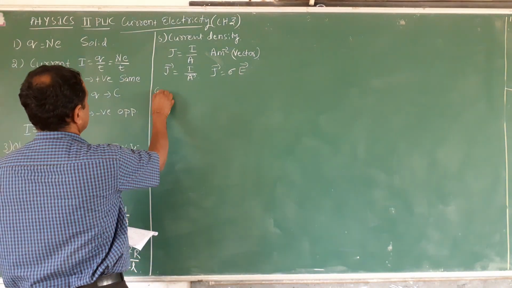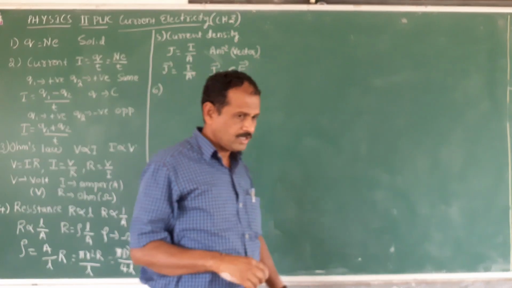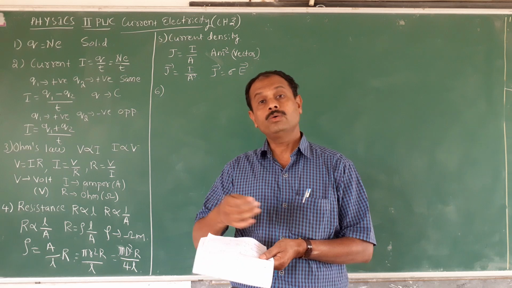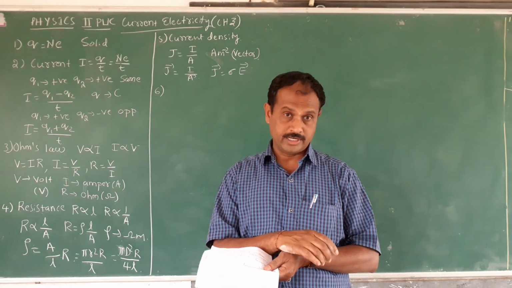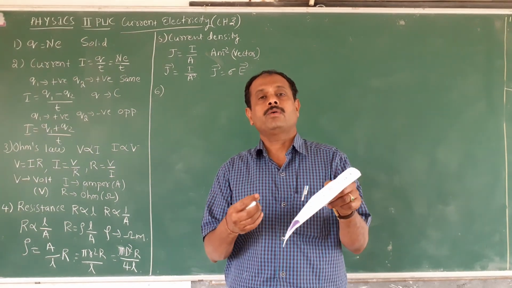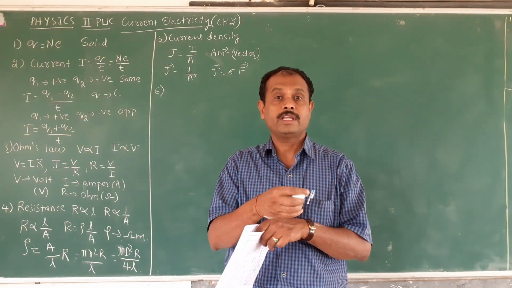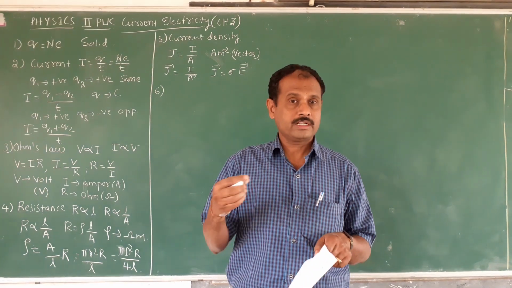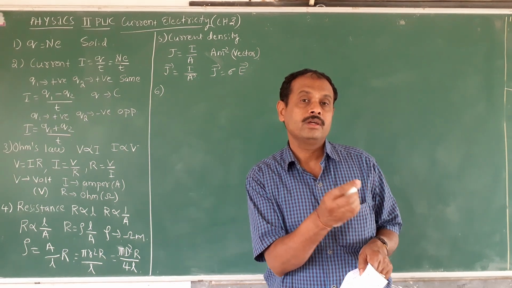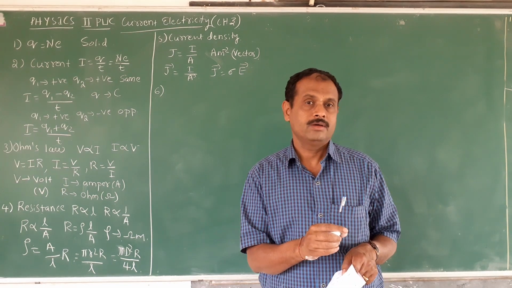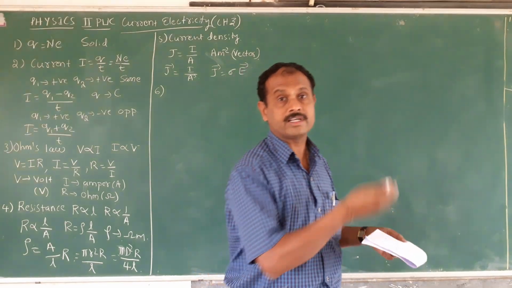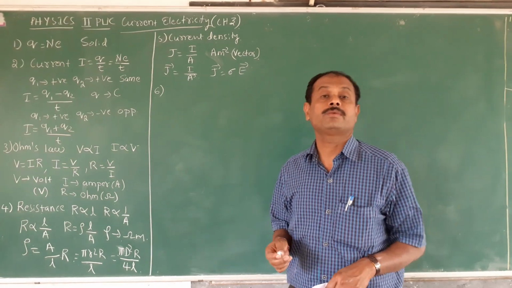And the sixth one, drift velocity. How do the electrons or charge carriers flow inside the conductor? According to microscopic theory, these electrons or charged particles collide with one another and with the atoms. Due to the successive collisions, the electrons drift inside the conductor with a certain velocity. The average velocity with which the electrons drift inside the conductor is called drift velocity.